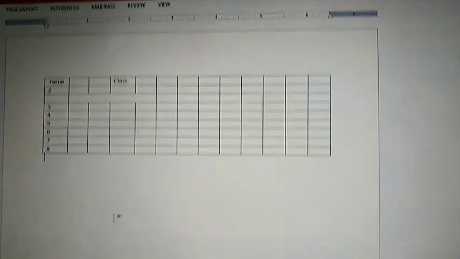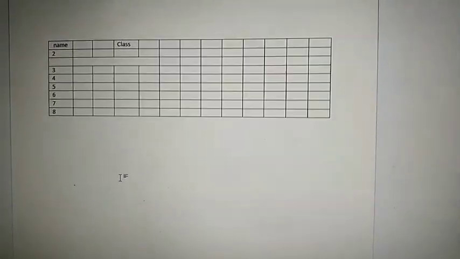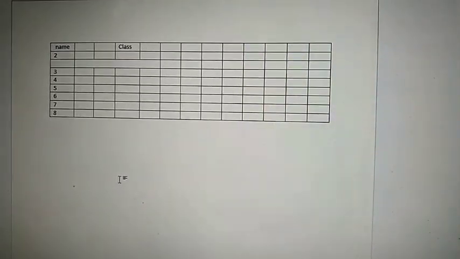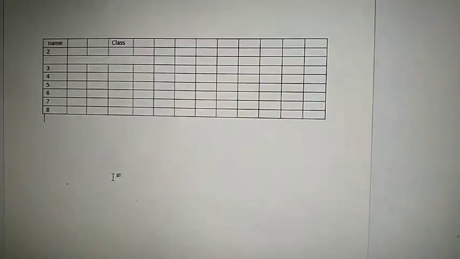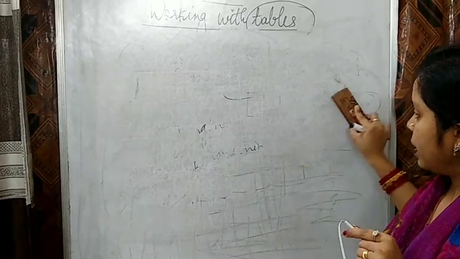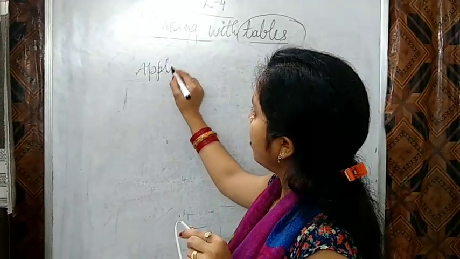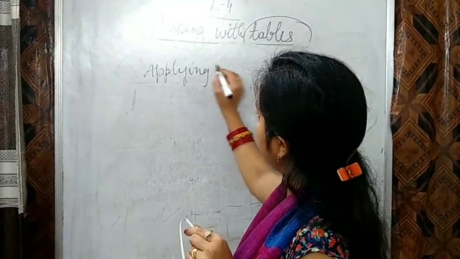merging. So all have understood. Splitting means dividing cells into many, and merging means combining many cells into a single cell. So all have understood this. Now the next topic which is given in your book is applying borders to the table.